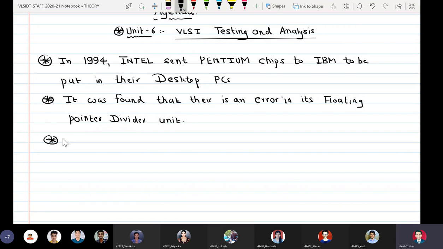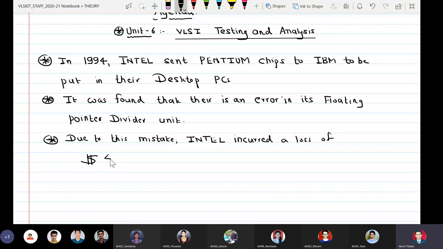But you will not believe that due to this mistake, can you imagine the loss incurred by Intel? Intel incurred a loss of $450 million.